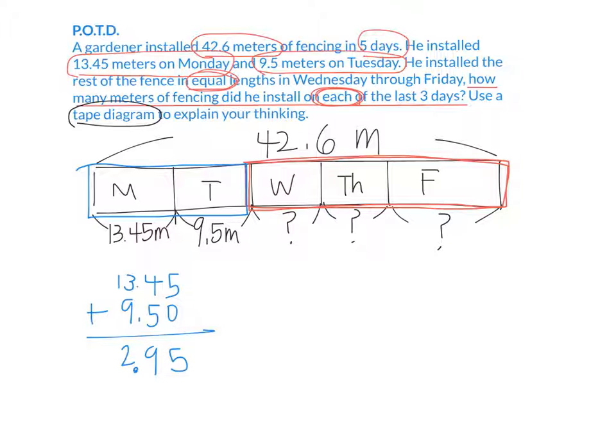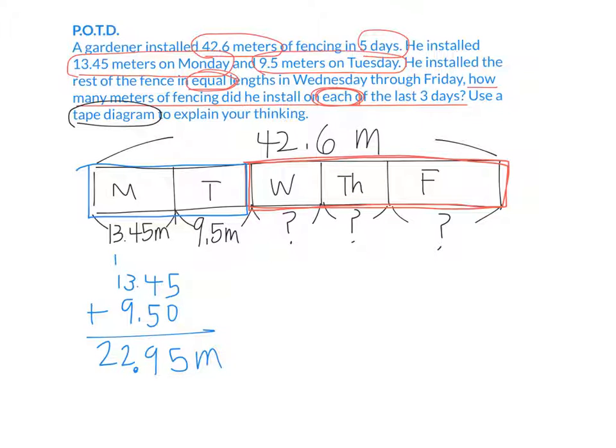12. Good. And I'm going to regroup. So how many tens do I have? 2. Good. Marvin, now that I know that he built 22.95 meters altogether on Monday and Tuesday, how can I find out how much he built or how much he has left to build after Tuesday?